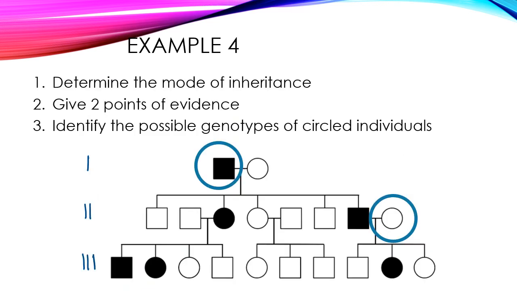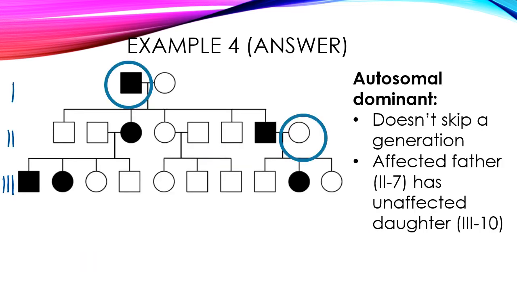Okay, example 4. Pedigree down below: determine the mode of inheritance, give 2 points of evidence to support your answer, and identify the possible genotypes of circled individuals. Okay, so the answer to example 4. So my pedigree here. You could go through and number your individuals, but I'm just going to go through the pieces of evidence.